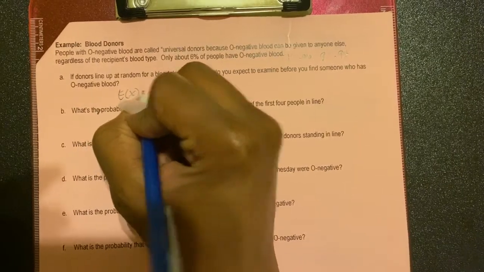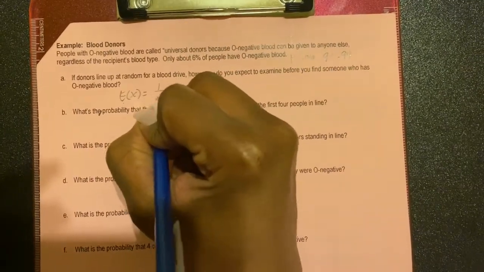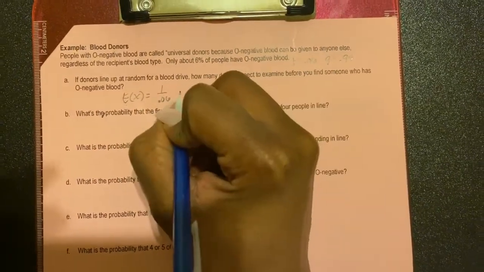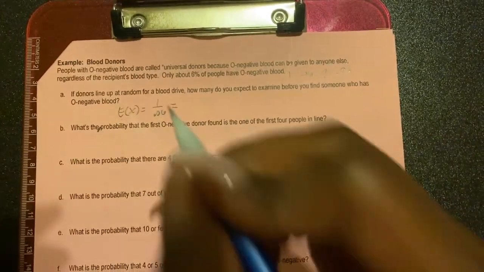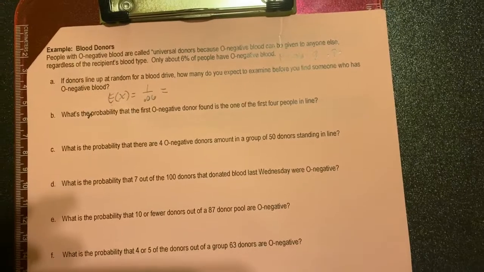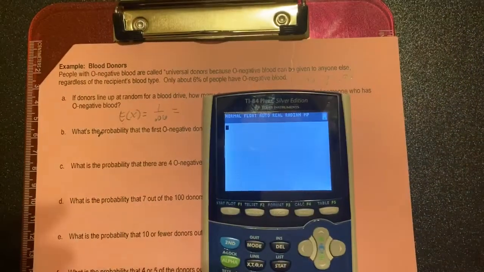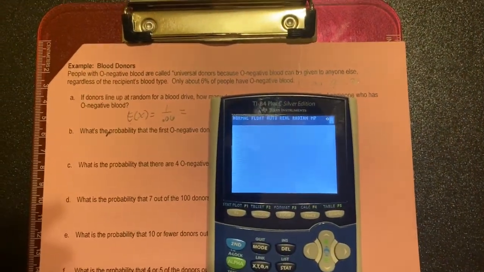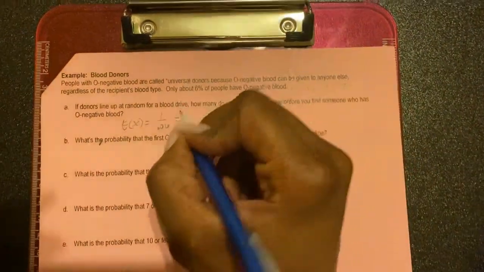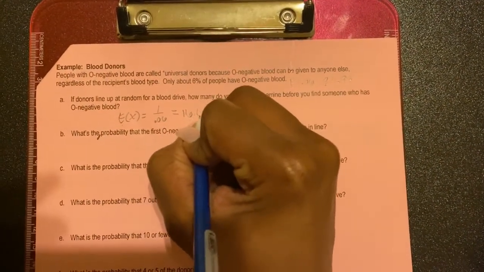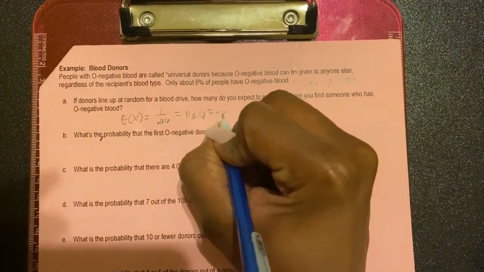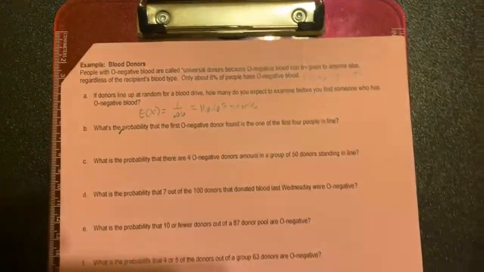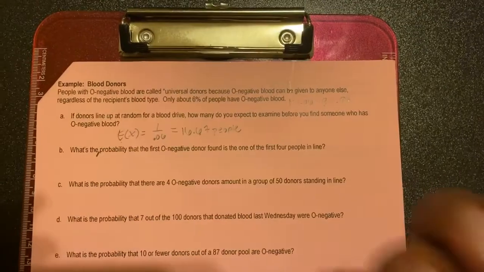would simply be 1 over our p-value, which is 1 over 0.06, which is approximately, I think it was 16.67, but let me make sure. Yes, 16.67 people. You also could say donors because it's understood that the people would be the donors.